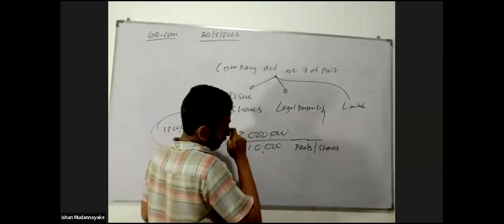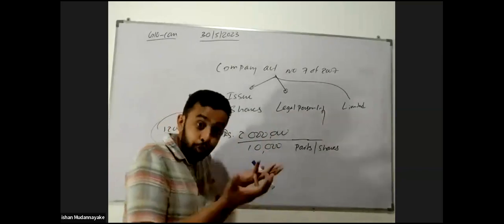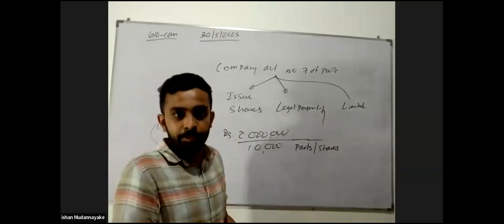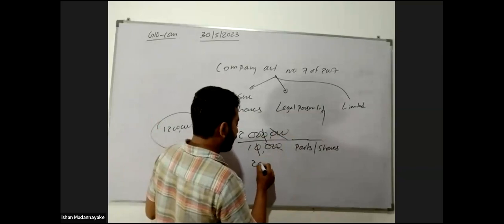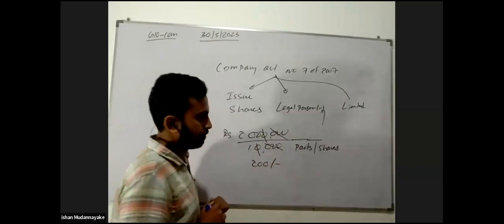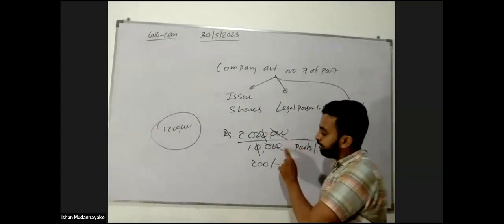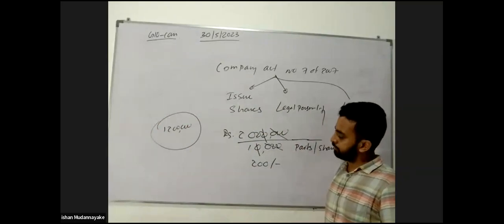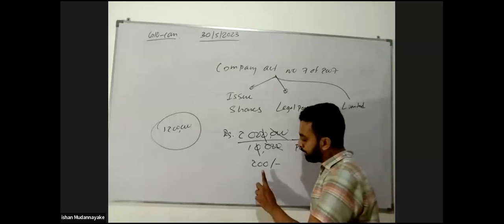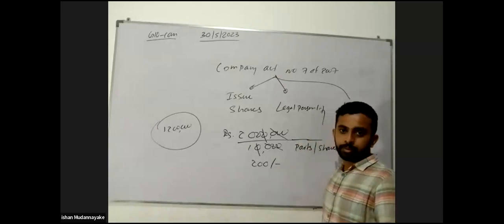If Tanvi divided this 2 million into 10,000 shares, the price of a share will be 200 rupees. Here, 2 million divided by 10,000 shares. The price of a share is 200 rupees.